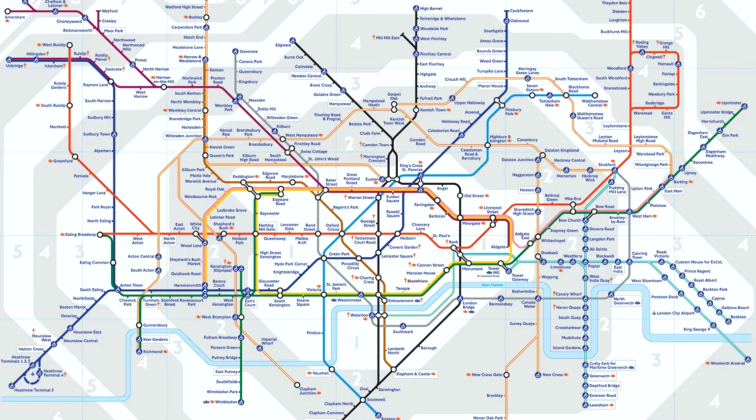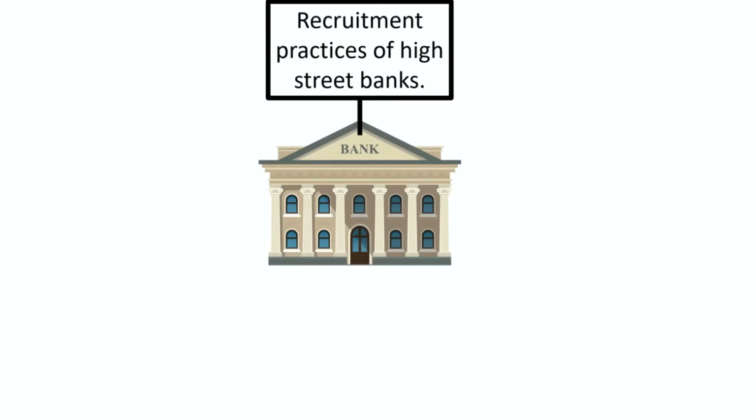This is theory. This is a model. This is a framework. It simplifies life for us. It resembles real life, but it is simplified. Just to summarize this approach, you may be looking at recruitment practices in high street banks. This is such a broad area. It can be messy. It can be difficult to comprehend.